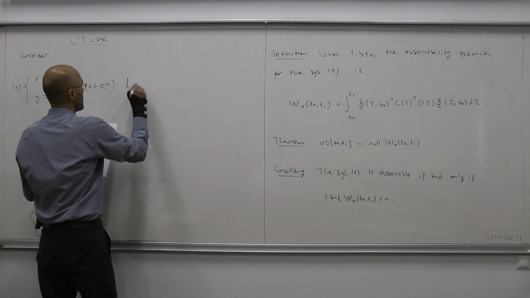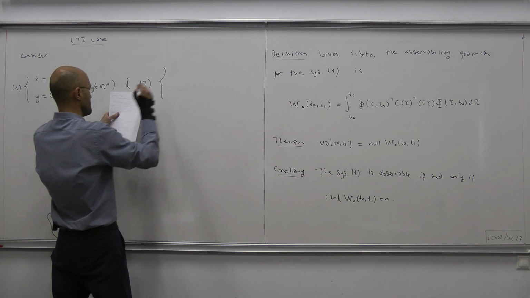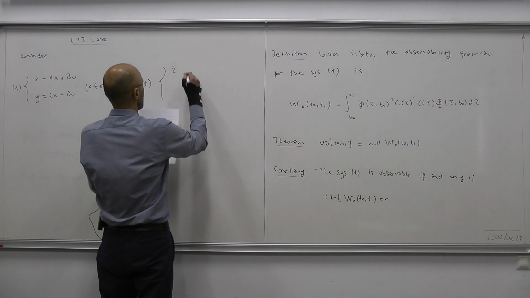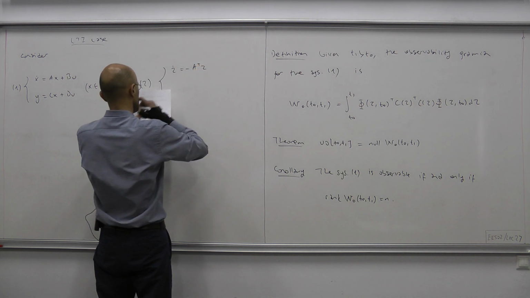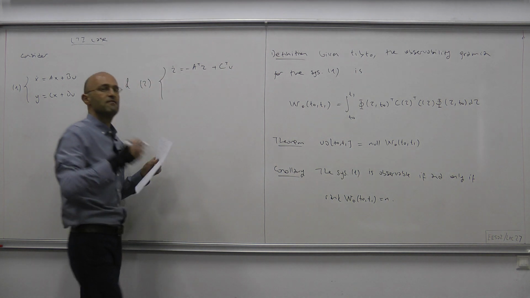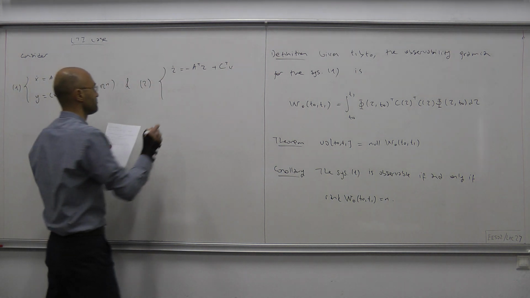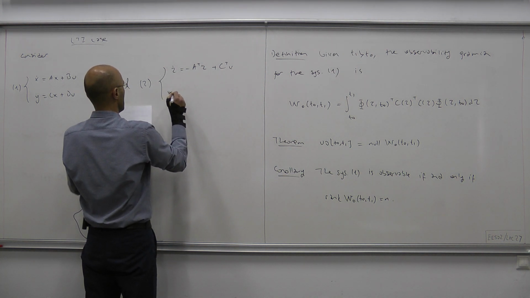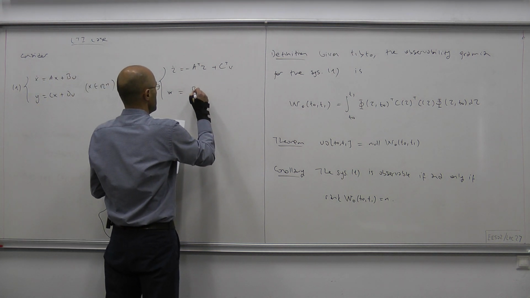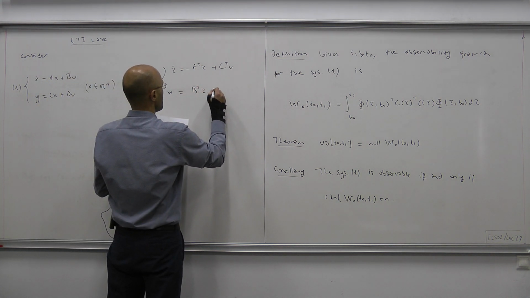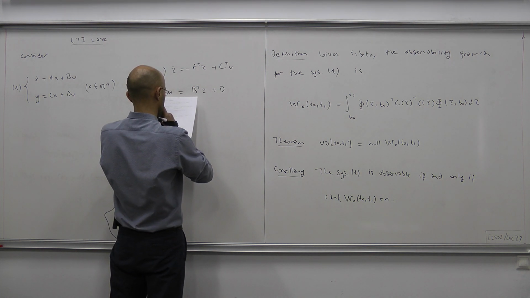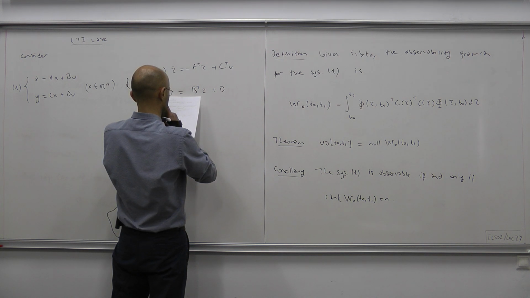And let system 2 be denoted by the state Z. Z dot equals minus A transpose Z plus C transpose V. V is the input of the second system. And lowercase w indicates the output of the second system, where we have w equals B transpose Z plus D transpose V.